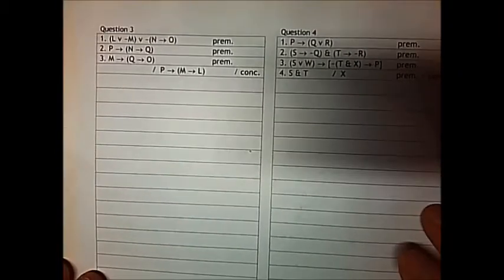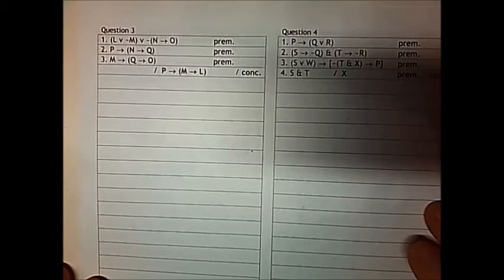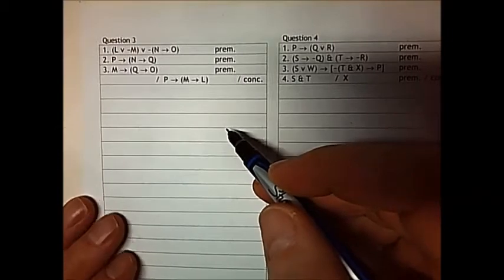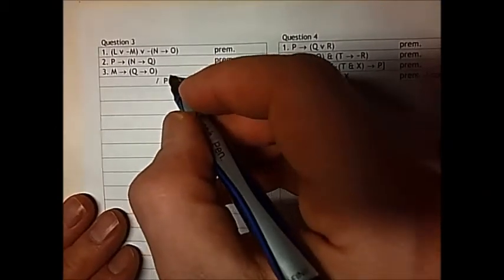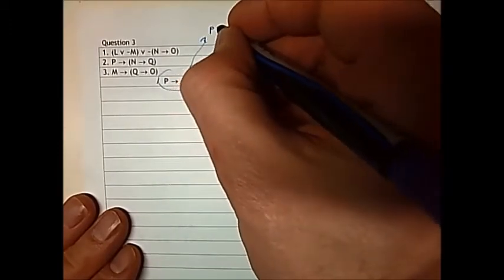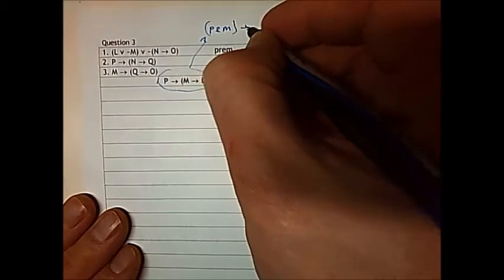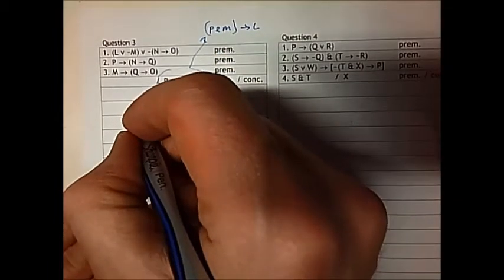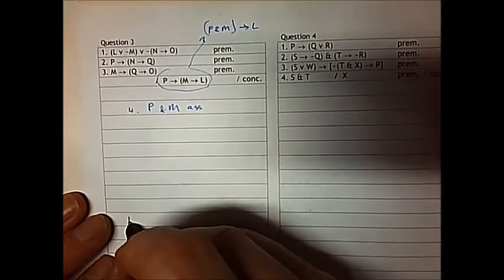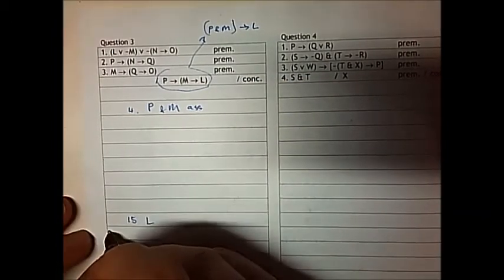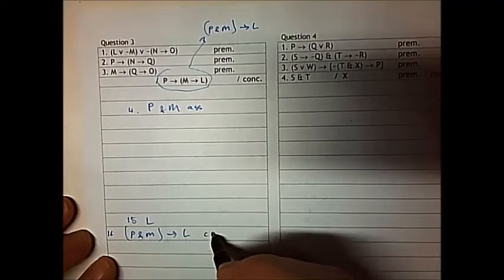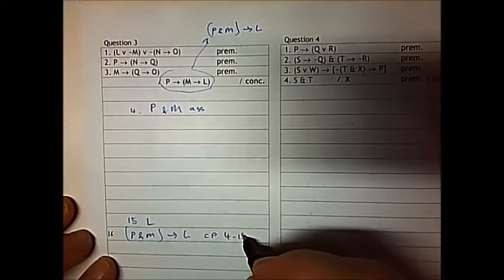Okay, question 3. This one is definitely easier with conditional proof. I mentioned 2 ways to go about this. You can either try to prove the thing that is equivalent to this by exportation, which is P and M, then L, in which case you would assume P and M. And then down here, let's say on line 15, you get L, and then you will have proved if P and M, then L by conditional proof 4 through 15.